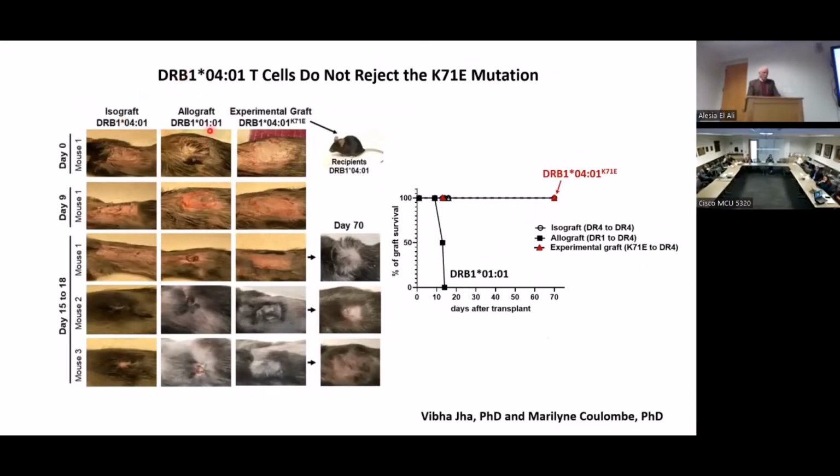If we put on 0101, which is now a true allograft, it differs from 0401 by 10 amino acids. These all reject by day 14. That's what you see here. And then if you took K71E, now only differs by 1 amino acid. It does not reject acutely. And in fact, we take these out to day 70 and we put the skin on backwards so you can see it growing in reverse. And they do not reject. So the immune system doesn't appear to recognize this 1 amino acid change that we made.